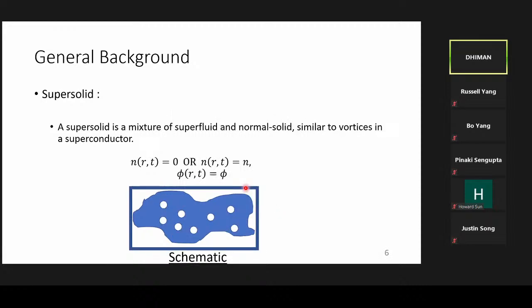And along with these phases, we can also have a mixture of superfluid and a normal fluid phase, similar to vortices in a superconductor, which have a constant phase and zero superfluid in one region and non-zero superfluid in another region.